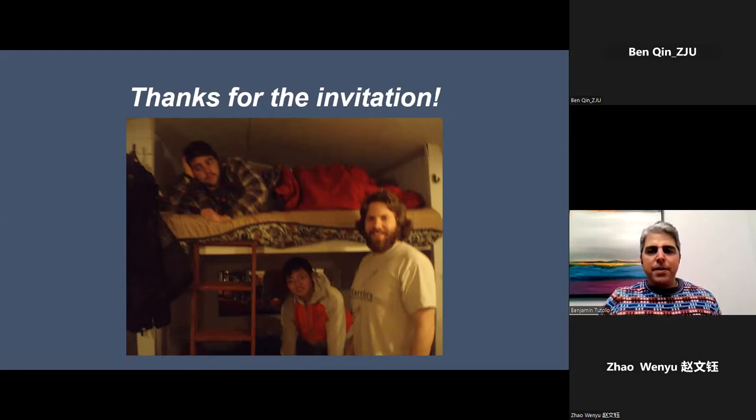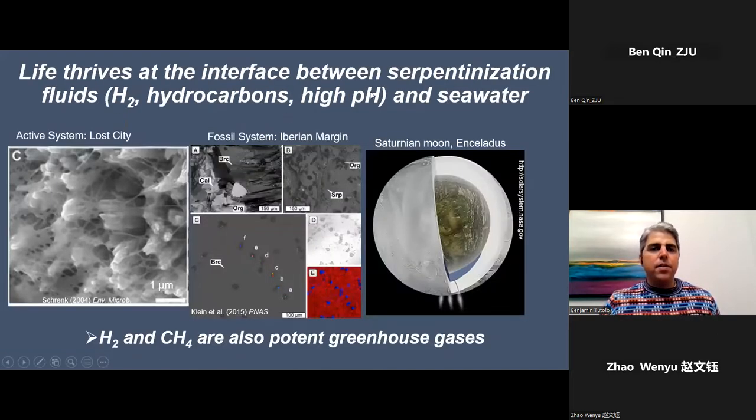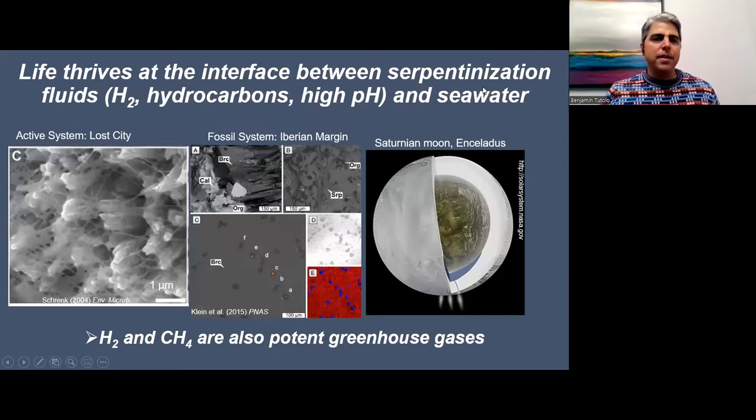Okay, so I'm going to talk today about serpentinization. So this serpentinization reaction, we'll walk through exactly what that is. But one of the biggest implications of the serpentinization reaction is that life thrives at the interface, the place between where serpentinization fluids are created and emitted into seawater. They contain hydrogen, hydrocarbons, and have generally a fairly alkaline pH, and seawater. In that area where they mix, we see lots of active microbial ecosystems.